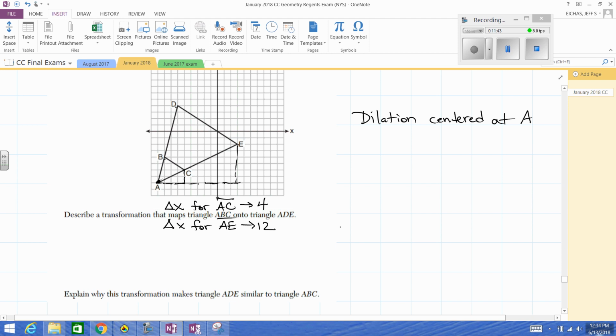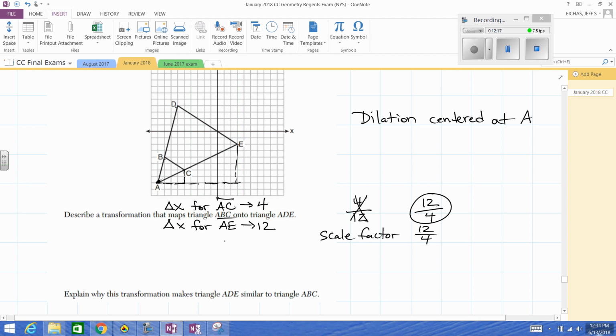If you're ever wondering about how to get the scale factor, just think, is it an enlargement or a reduction? And then you can create two fractions. It's either 4 out of 12 or 12 over 4. Now, the reason it's this one is because it's an enlargement. The image is bigger. Okay, so the number needs to be bigger than 1. All right, so the scale factor will be 12/4.